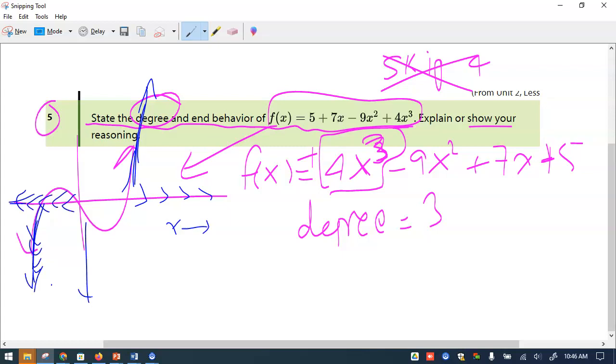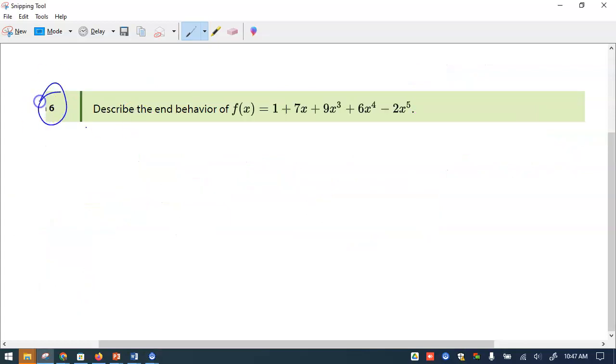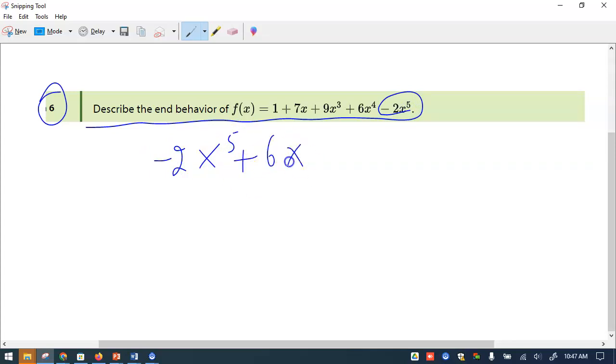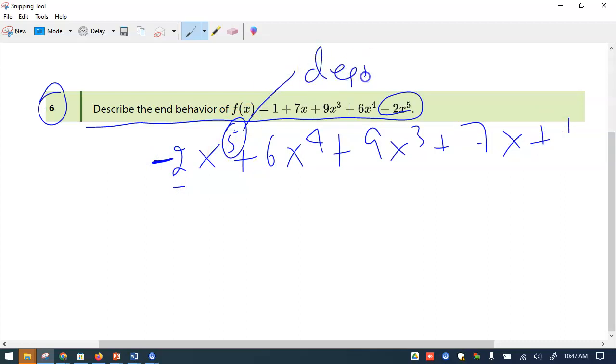So let's go to the last two. The same, question number 6 is almost the same. Here there is a 5, so quintic. I'm going to put it in standard form this way, then plus 6x raised to 4 plus 9x cubed plus 7x. So the standard form. The main focus is the leading term, the degree is 5. That's fine, and it is a quintic.